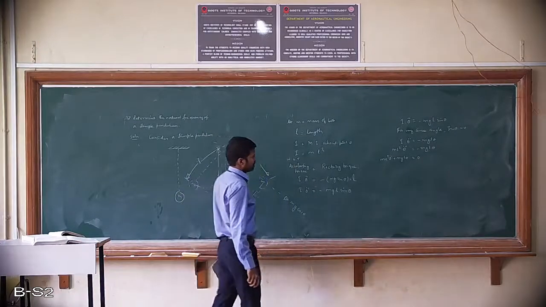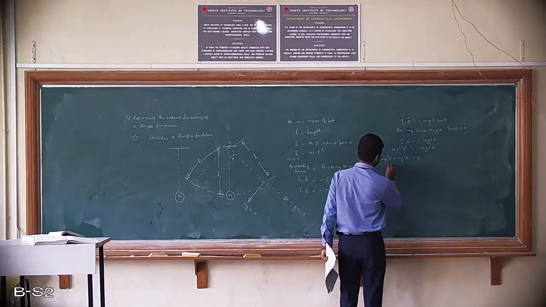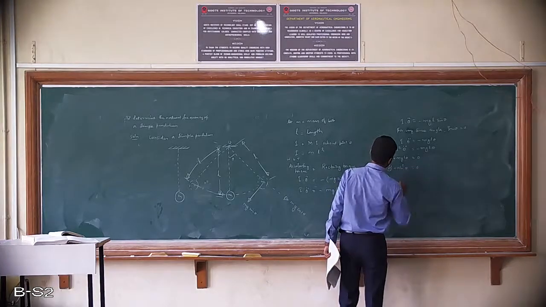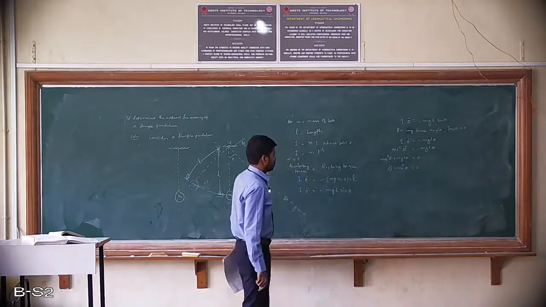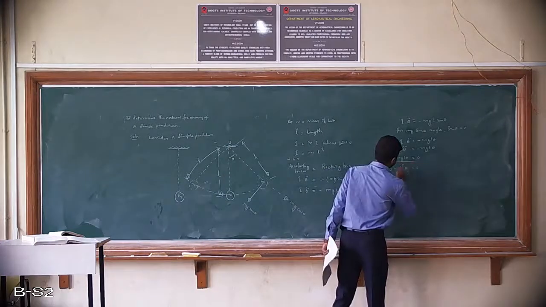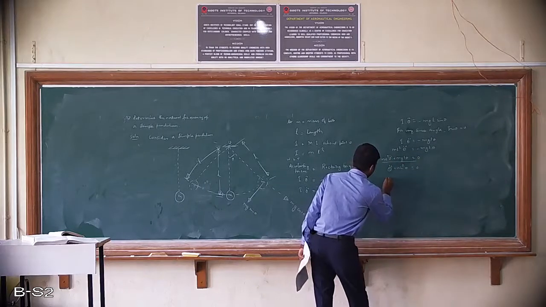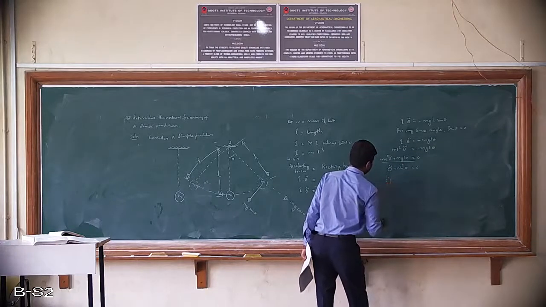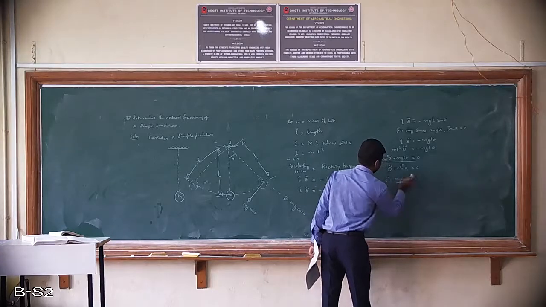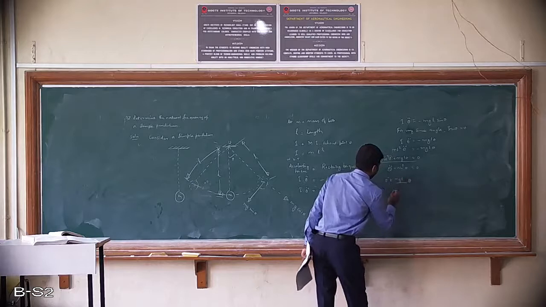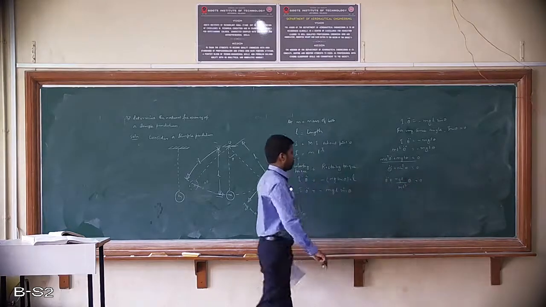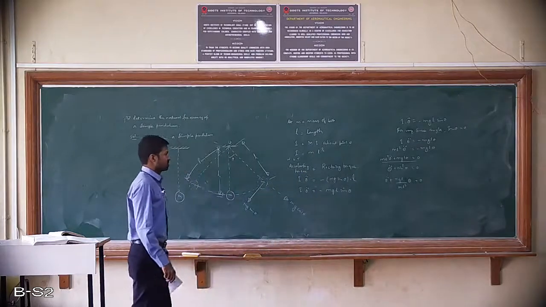So compare this equation with the standard form, that is theta double dot plus omega n square into theta is equal to zero. So to convert that, what we need to do? We need to divide this equation by m L square. So what will be the remaining term? Theta double dot plus mgL divided by mL square into theta is equal to zero. So m gets cancelled.